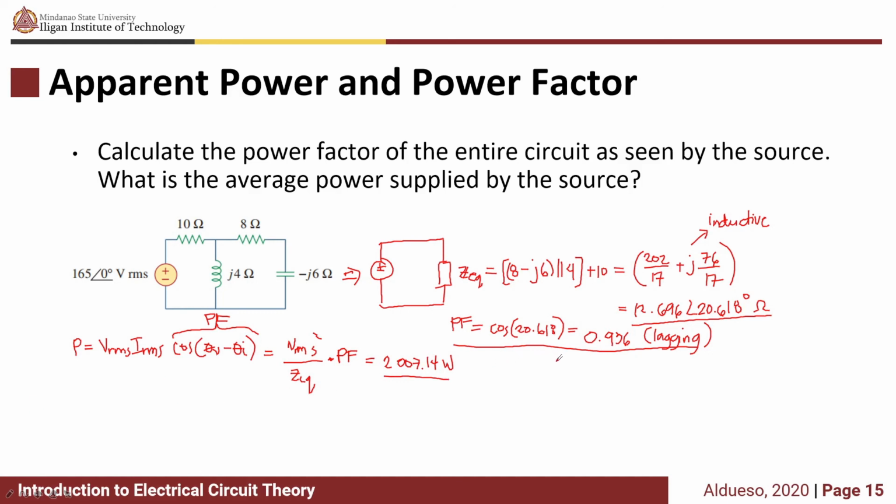Or we can always get the current, which is equivalent to 165 angle 0 over our ZEQ. We have 12.997 with angle of negative 20.618 degrees. So clearly, plotting the phasor diagram, if this is our V, our current is lagging, at negative 20.618.